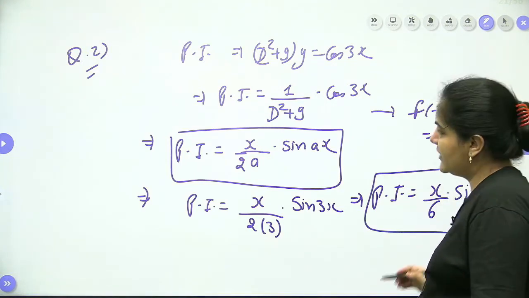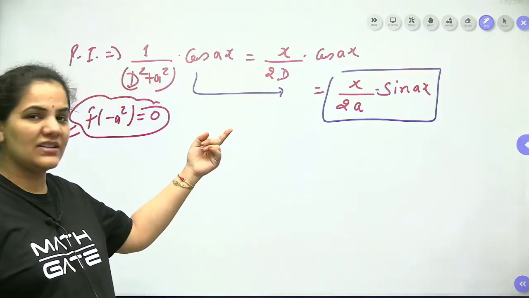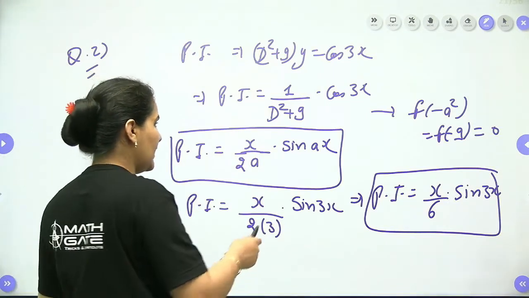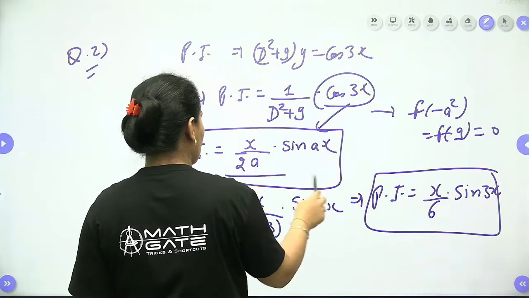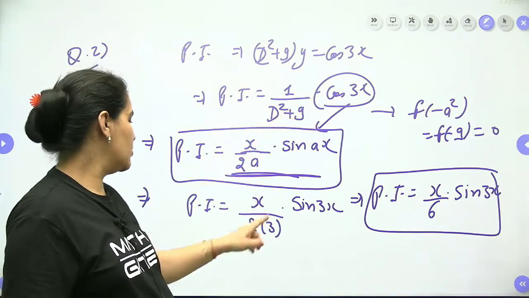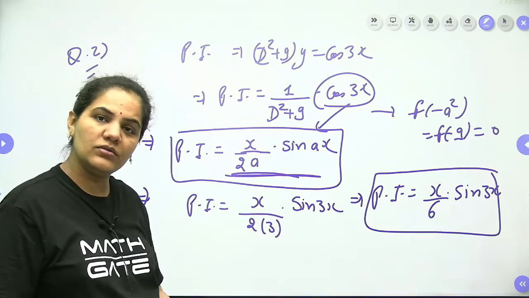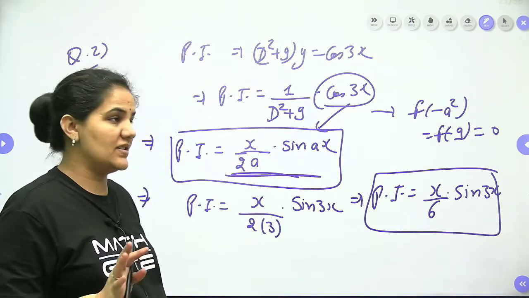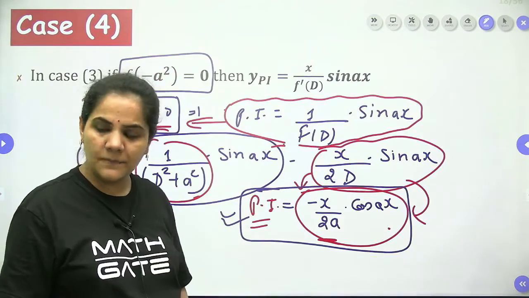So that's why it is my suggestion, dear students, we can approach directly with this step only. It saves time and unnecessary repetition. When it is cos of 3x, I know very well we can go for this one, x by 2a into sine of ax, right? Here a is equal to 3, so I substitute 3 at the place of a, and we can conclude x by 2 into sine of 3x, right? So in a simple manner we can approach like this, dear students. It's a simple thing. I think you are feeling comfortable with these cases also, right?